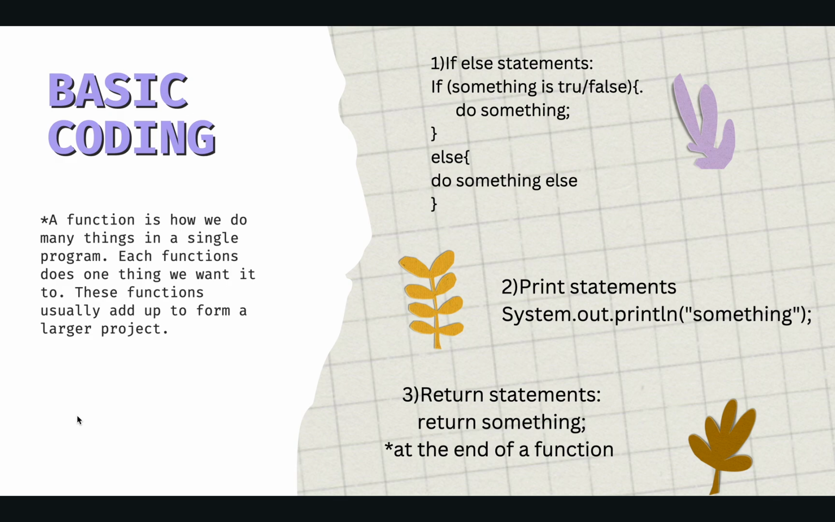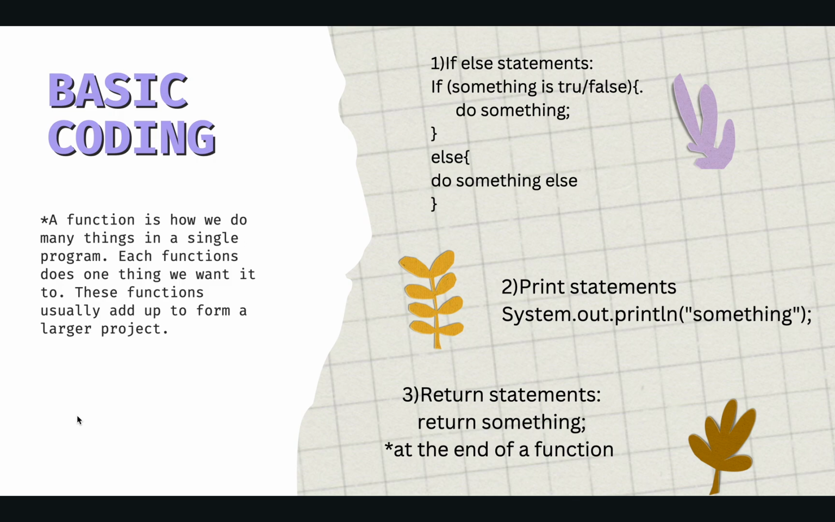So as you can see, since the if statement is like a block of code, I use the curly bracket to show that this is a block of code, and it just makes it easier to read code and understand it. And the second thing is print statements.